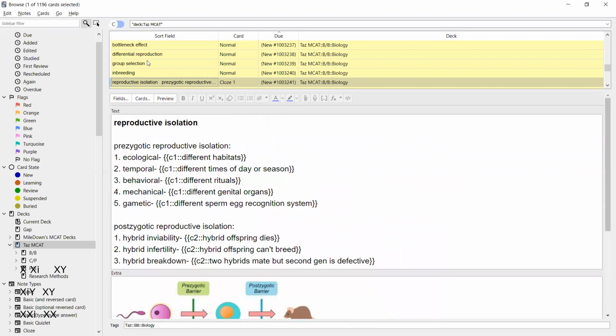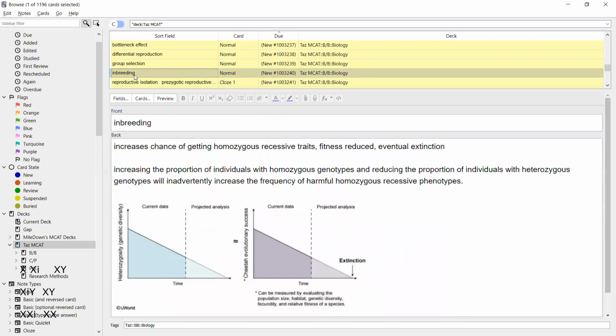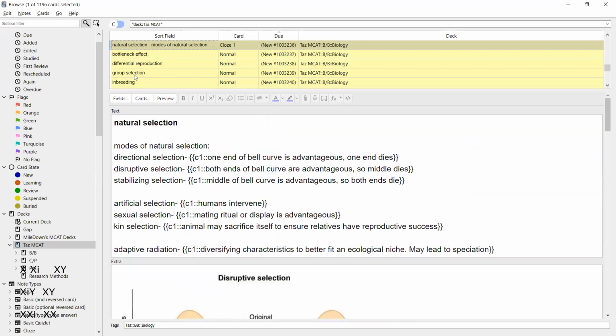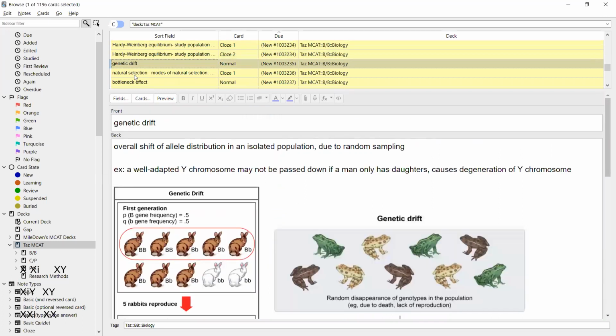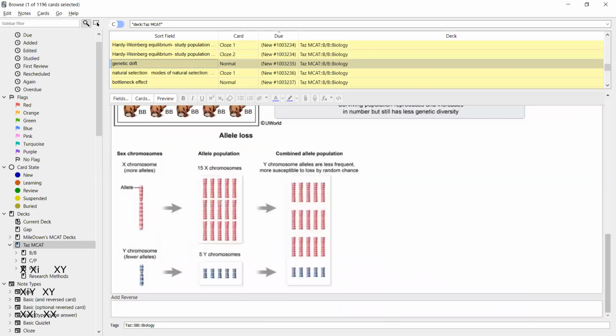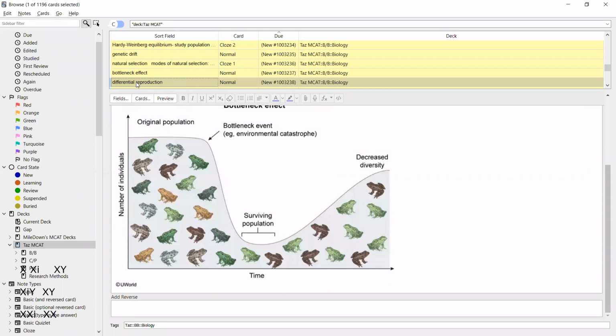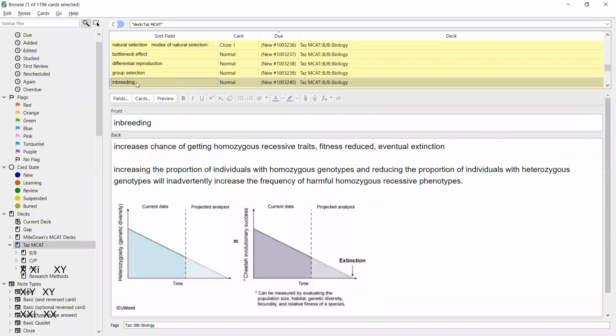Okay, so we had briefly mentioned speciation. We had briefly mentioned reproductive isolation. So reproductive isolation is the idea that they can no longer mate with each other, so they are totally different species. So what does that mean? How does that happen?